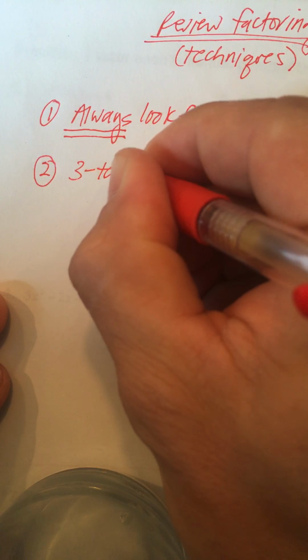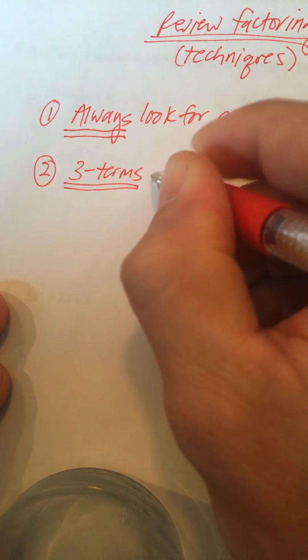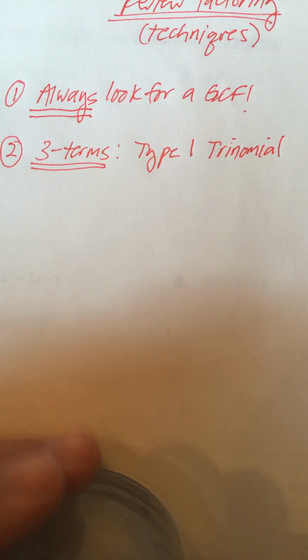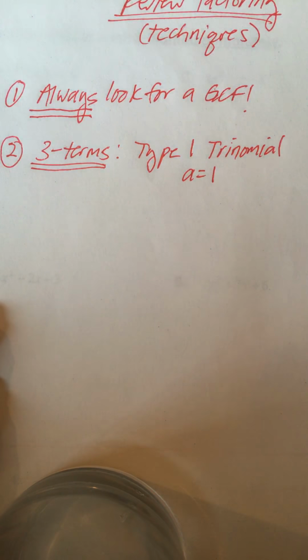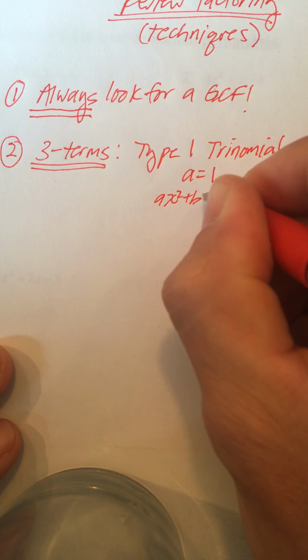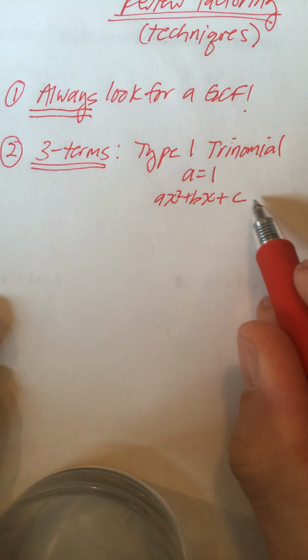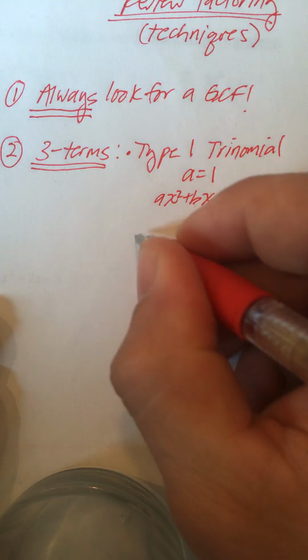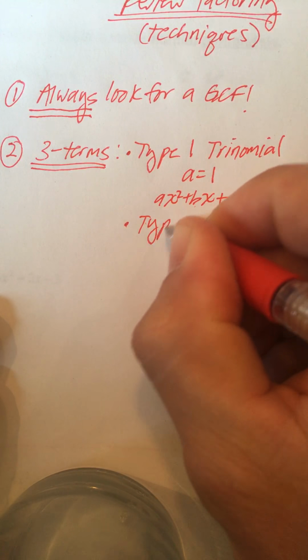The second one is, all right, if it has 3 terms, it could be a type 1 trinomial, okay? And that would be where A is equal to 1. In that case, we would look for factors of C that add to B. So if we think of AX squared plus BX plus C as our trinomial, we would look for factors of C that add to B. It could either be a type 1 or it could be a type 2.